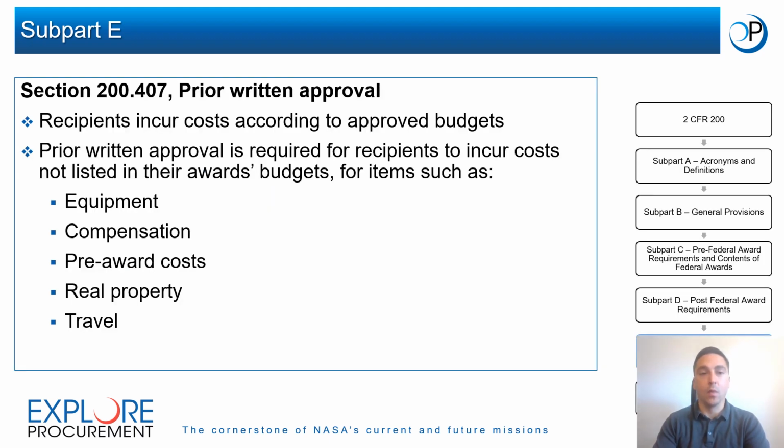After receiving an award from NASA, recipients may begin incurring costs that are outlined in their approved budget. For certain costs, recipients will need to obtain prior written approval from NASA if those costs are not listed in the award's budget. Such items include, but are not limited to, what's shown on this slide, including equipment, compensation, pre-award costs, real property costs, and certain travel costs.